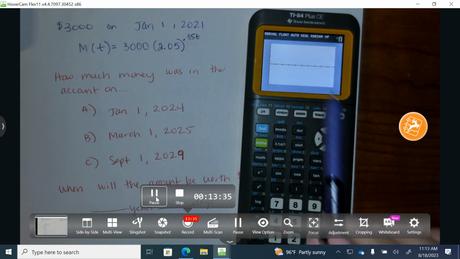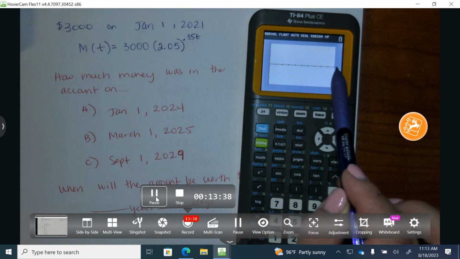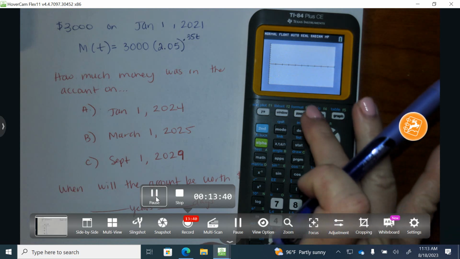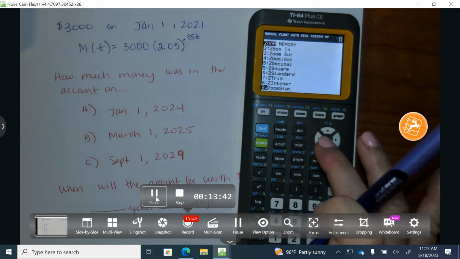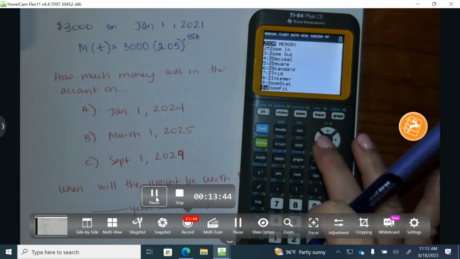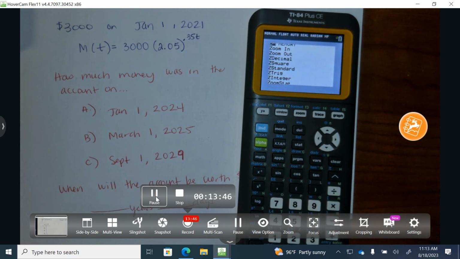Now, when I look at this, I have the correct number of years I want to see, but I can't see the graph. So if you go to Zoom Fit, it will show us the graph within the X range that we provided by going to Zoom Fit.